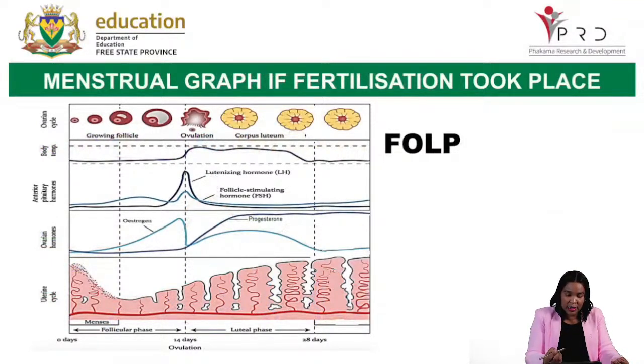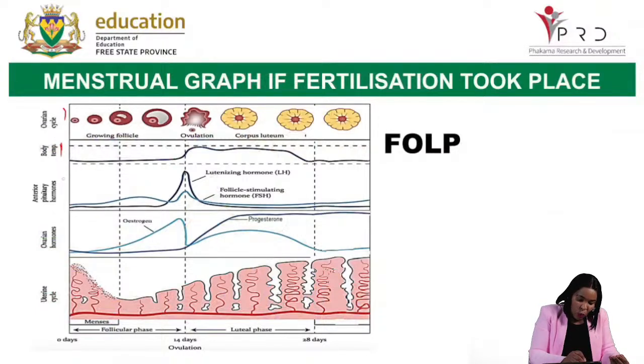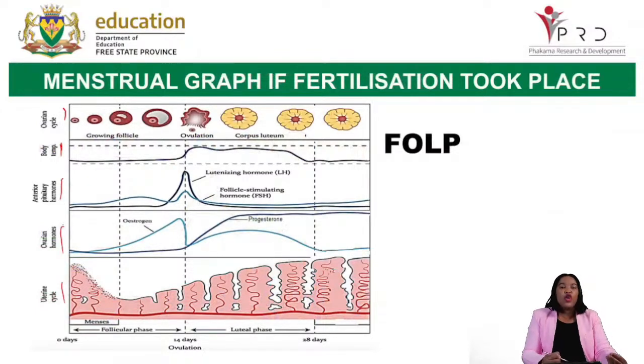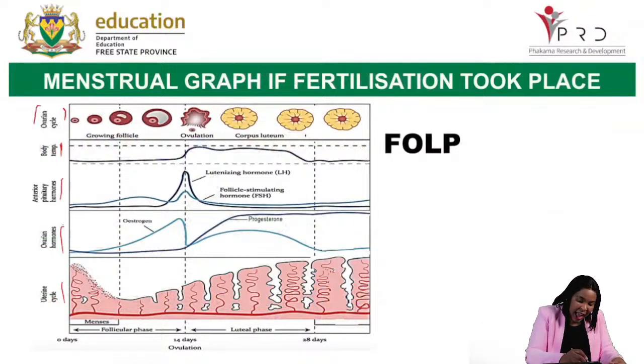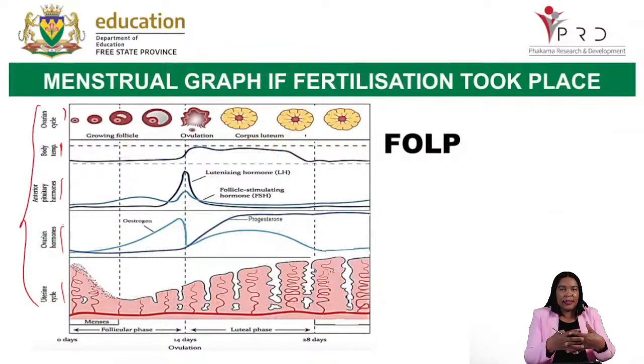You know what is happening in the ovaries. You know what is happening with the body temperature. Then what are the pituitary hormones that are released? What are the ovarian hormones that are released? And what is happening in the uterus? All of these are intertwined. They are happening all at the same time. Now I want you to look at this. How do you know that a graph is showing you whether fertilization took place or fertilization did not take place?